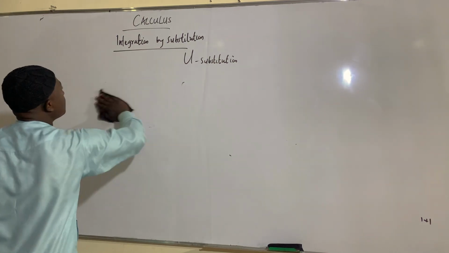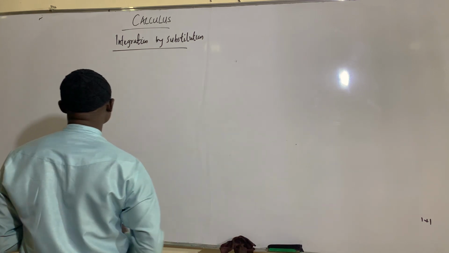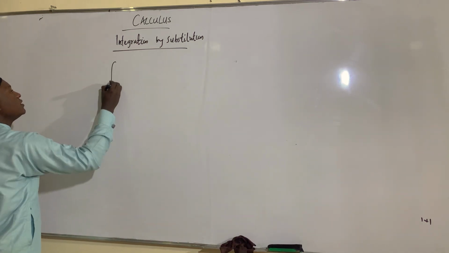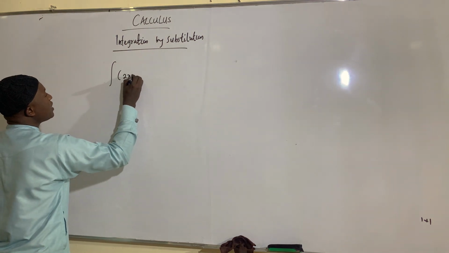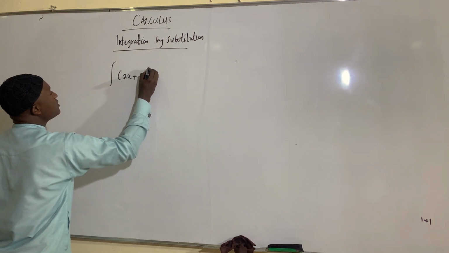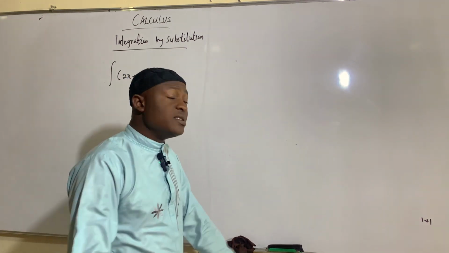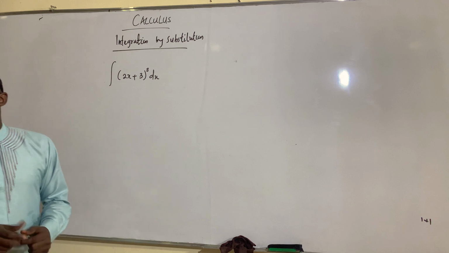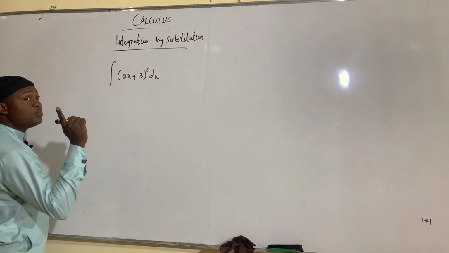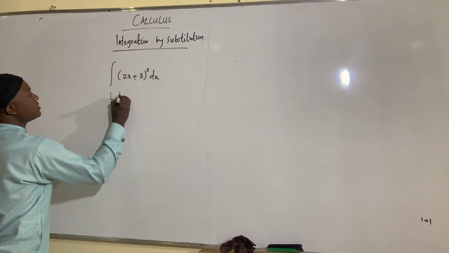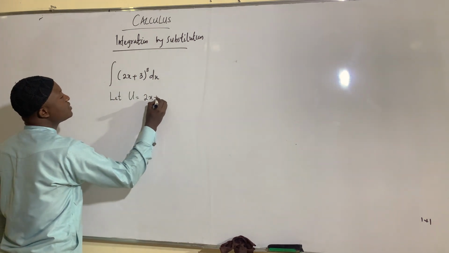So let's see another example. They said integral of (2x + 3) raised to the power of 8 dx. So we are still going to follow the same process, the same method, and the same approach as well. So now the first step, let what we have in the bracket be a single variable. So let u equal to what we have in the bracket, which is 2x + 3.